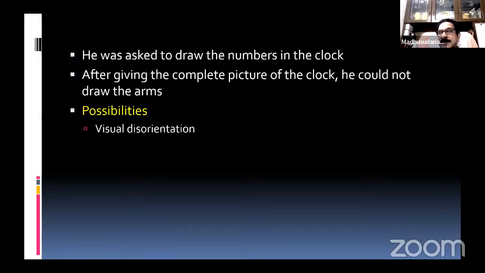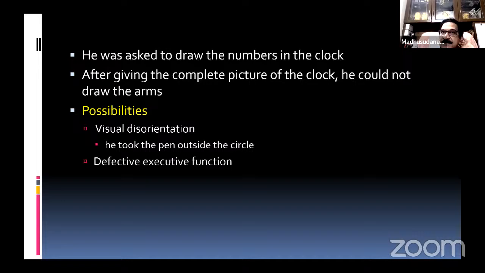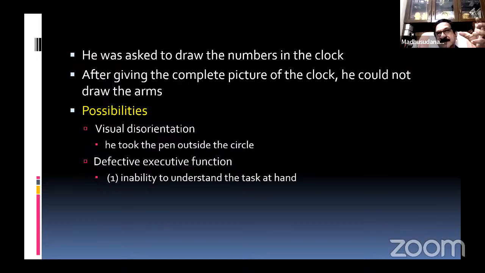Possibility one could be visual disorientation. Why visual disorientation? Because he is taking the pen outside the circle and not bringing it inside. That means he does not know where exactly the circle is. Then there is ineffective executive function, because his comprehension is normal in this patient. Either he is not able to understand the task at hand, or even if he understands the task, he does not know the concept of the clock. So he is only scribbling something. This is a clear indication of an executive dysfunction.